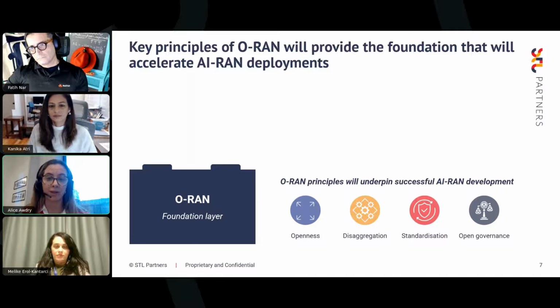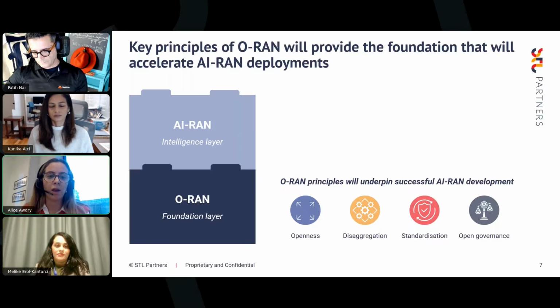And finally, open governance is important too, as this will facilitate collaboration and transparency of market information to make sure the industry evolves through collaboration and coordination rather than proprietary vendor roadmaps.